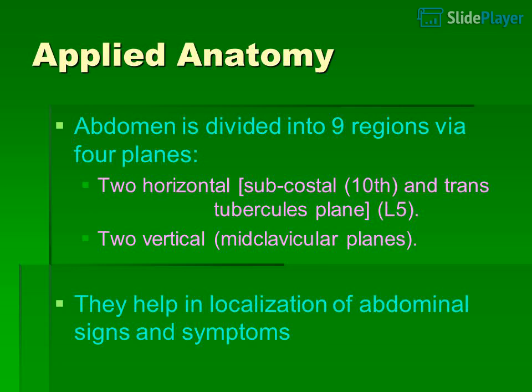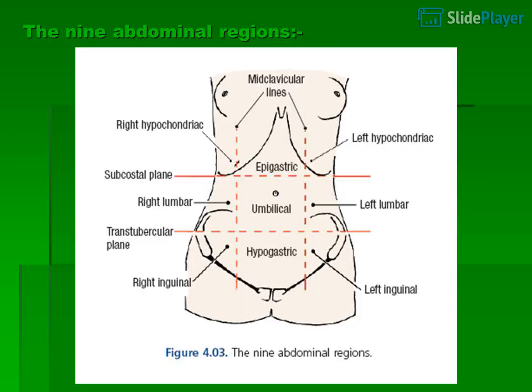Applied anatomy. The abdomen is divided into 9 regions via 4 planes. Two horizontal planes: subcostal, at the 10th costal cartilage, and transtubercular, at L5. Two vertical planes: the midclavicular planes. They help in localization of abdominal signs and symptoms. The 9 abdominal regions.